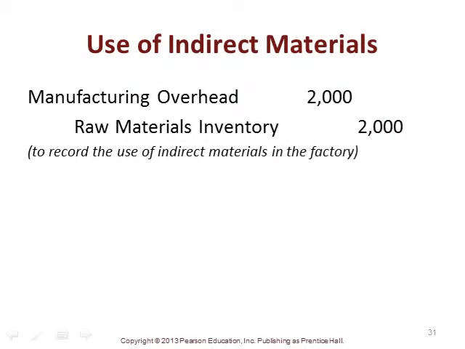And so here we're moving out of the raw materials inventory account and into the manufacturing overhead account to record the use of indirect materials in the factory. These indirect materials are just another asset. You can see before where we were moving the materials cost into a work in process account. Here we're moving it into a manufacturing overhead account pending allocation.